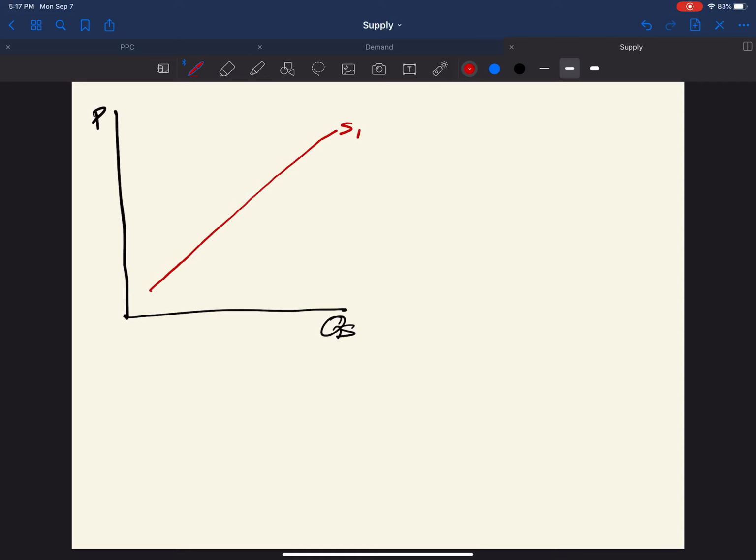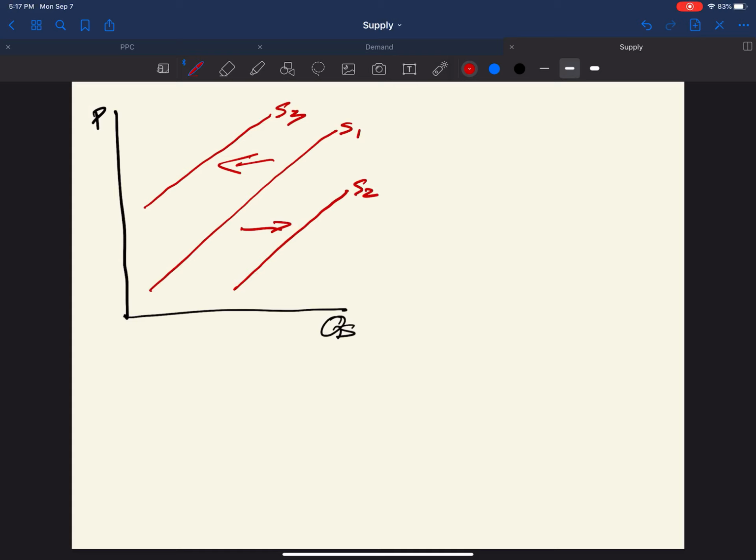Now, if anything else changes, then the entire curve has to shift. And that's what we're going to show now. So here's quantity supplied, here's price. And here's S1, here's S2, that's going to be an increase in supply. And here's S3, and that's a decrease in supply. Okay? So if I have an increase, it's going to be a shift to the right. If I have a decrease, it's going to be a shift to the left.